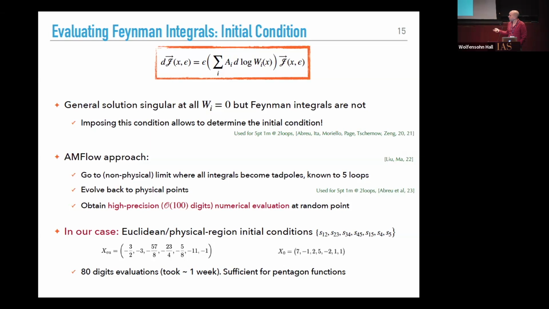And this is very useful because that's what you want as an initial condition. You want the evaluation of the integrals at one point. And if you want to do phenomenology, that's all you need. In our case, we could evaluate all the integrals at these 2 points, one in the Euclidean region, one in the physical region, and we got 80 digits out in around a week, and this is sufficient for any phenomenological application.